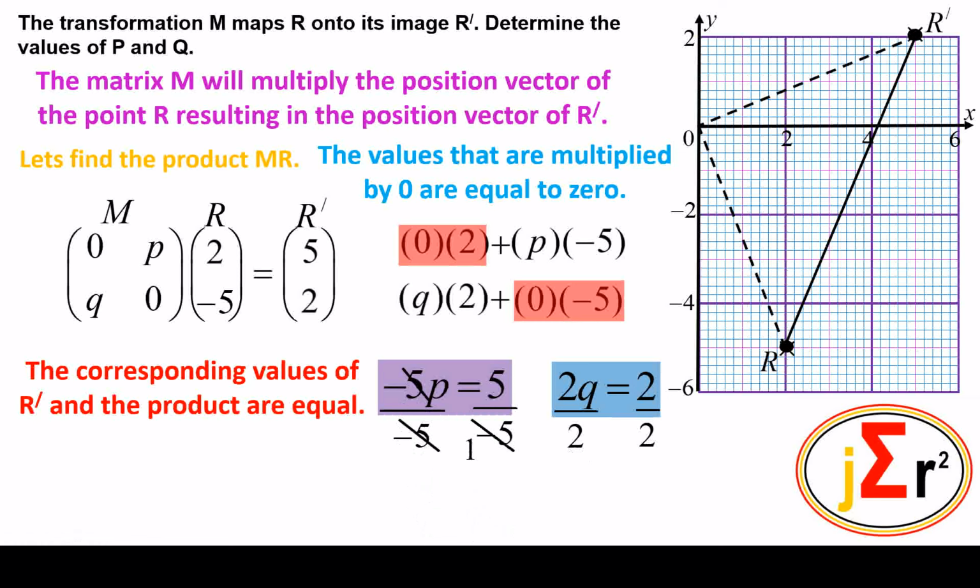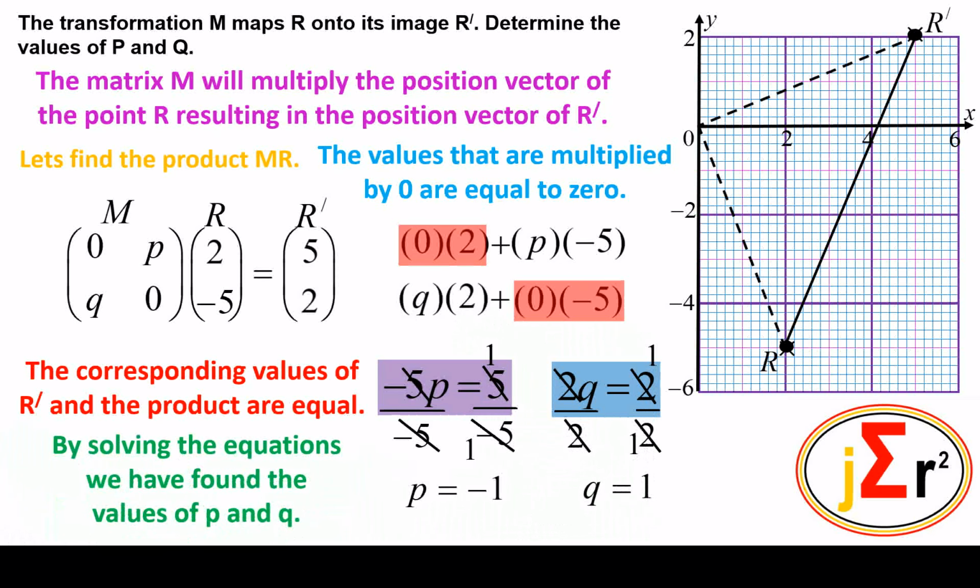Turns out that P is equal to negative 1. As we can see, 5 divided by negative 5 is negative 1, and no doubt the 2's will cancel, and we will have 2 divided by 2 is 1. Therefore, Q is equal to 1. The value of P is negative 1, and the value of Q is equal to 1. By solving the equations, we have found the values of P and Q as required by the statement of the problem.